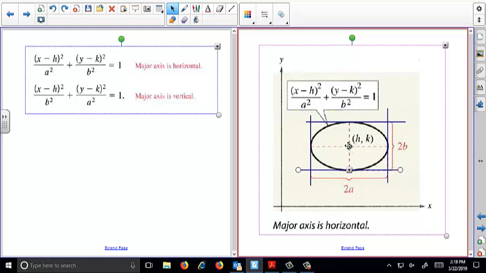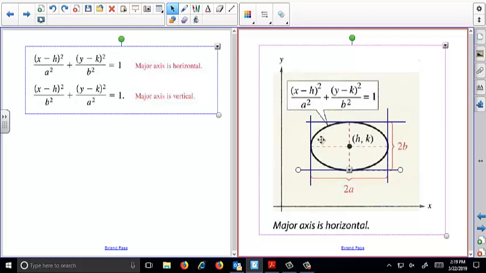So I plot the center point, I count over a units from the center point. I draw a vertical line at that point. Plot the center, go over to the left a units, draw a vertical line there. Then I go vertically, I go b units up, draw a horizontal line, b units down, draw a horizontal line. And then I know that the ellipse touches the midpoint of these lines that correspond to this rectangle. And then I can sketch in a curve such that it's smooth.